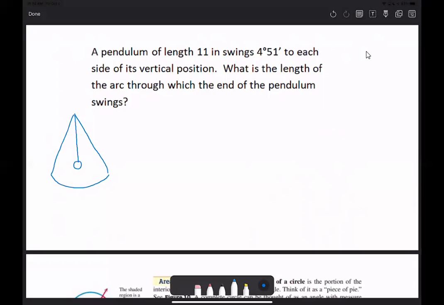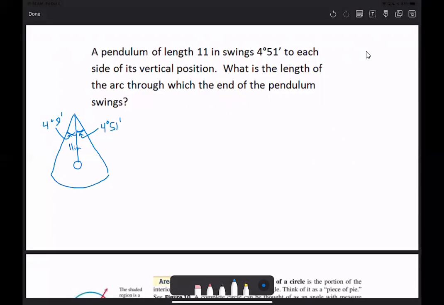It is 11 inches, and it swings 4 degrees 51 minutes to each side. So to this side, it is 4 degrees 51 minutes, and then to this side, it is also 4 degrees 51 minutes. Now you've got one of two options you can do here.